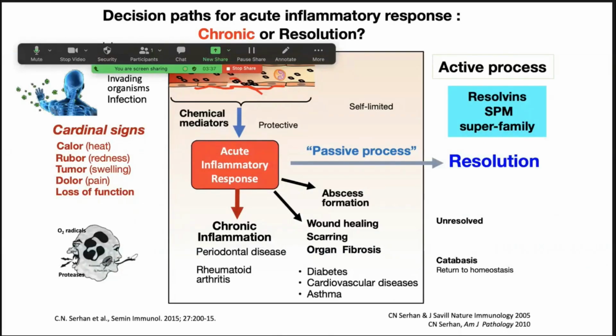What we found is that during self-limited responses, namely responses that resolve on their own, rather than being a passive response, resolution is actually a biochemically active and cellular active process orchestrated in part by resolvins and a whole superfamily of lipid mediators that are produced during this phase.